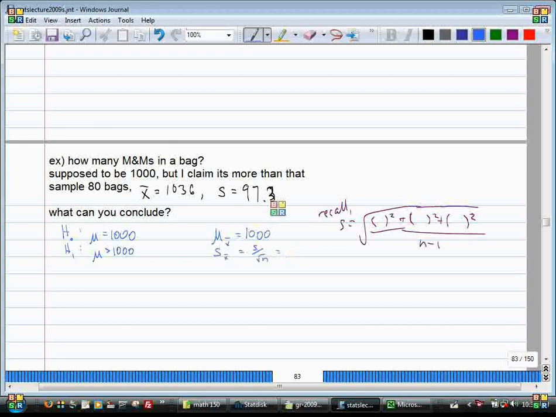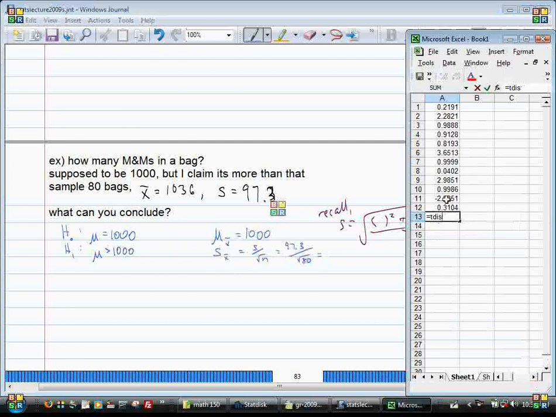So it works, it's almost the same, just a little bit different. In this case we get 97.3 divided by the square root of 80. Let's work out what that equals: 10.8785.